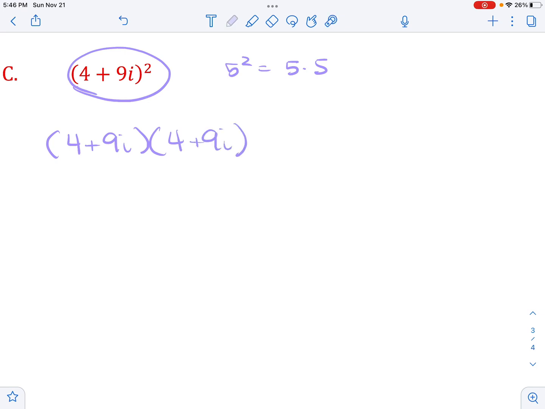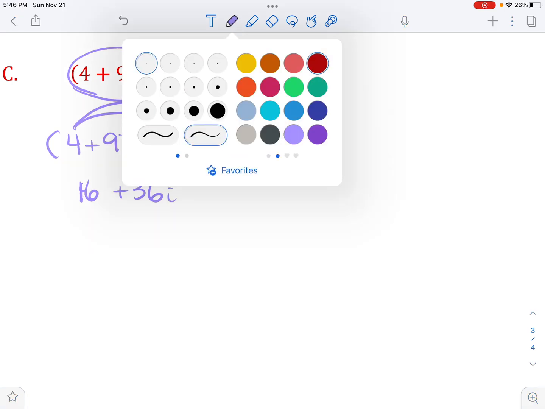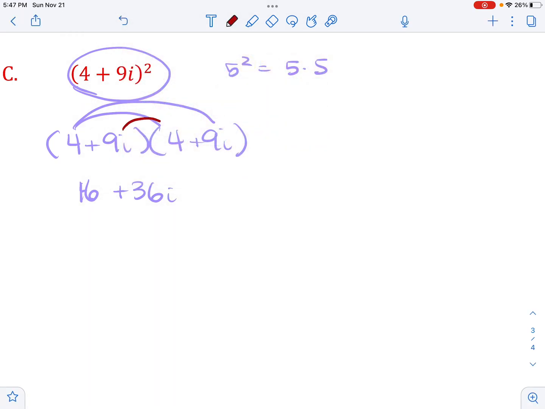So if we multiply these together, first distribute the 4 to both terms. 4 times 9 is 36 with an i. And then repeat the process with this 9i. So 9i times 4 is another 36i. 9 times 9i is 81i squared.